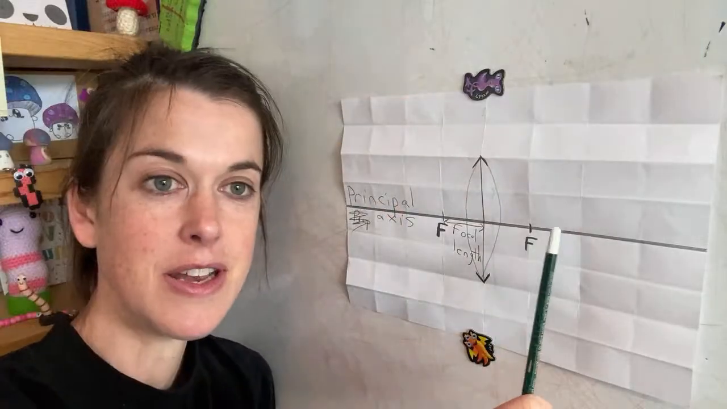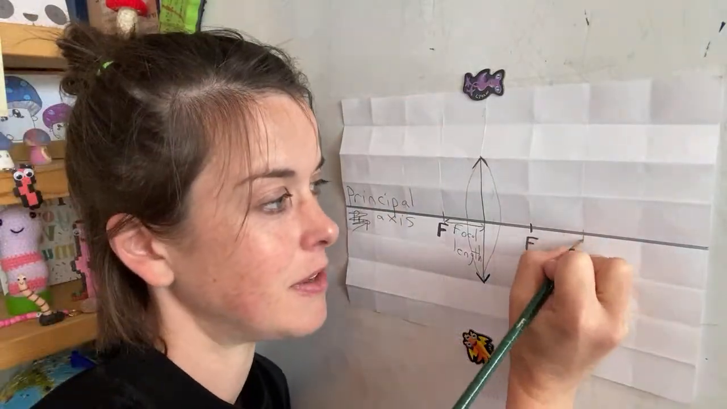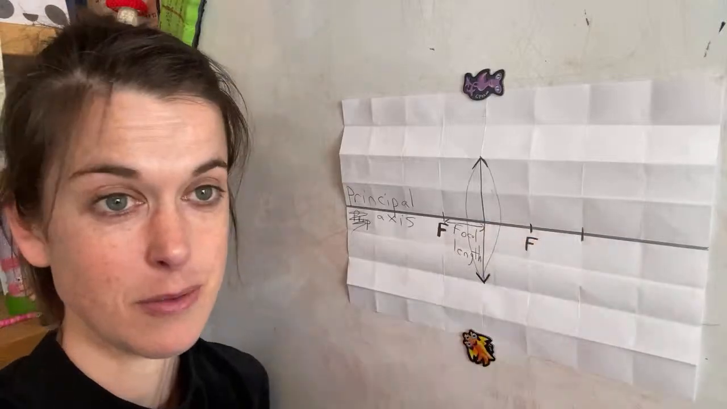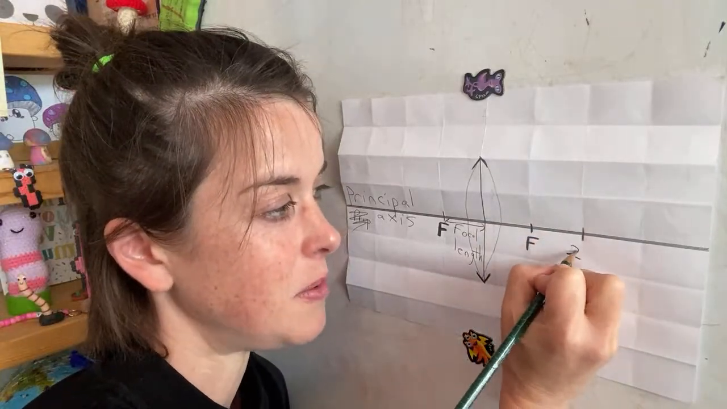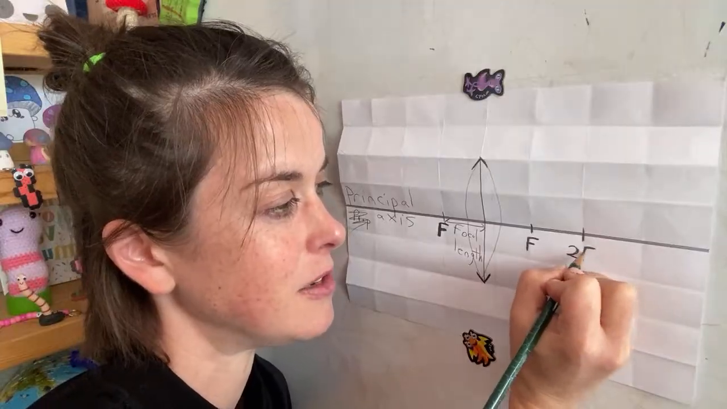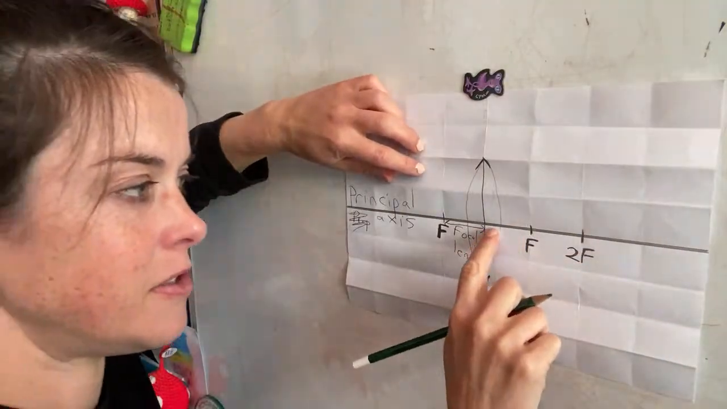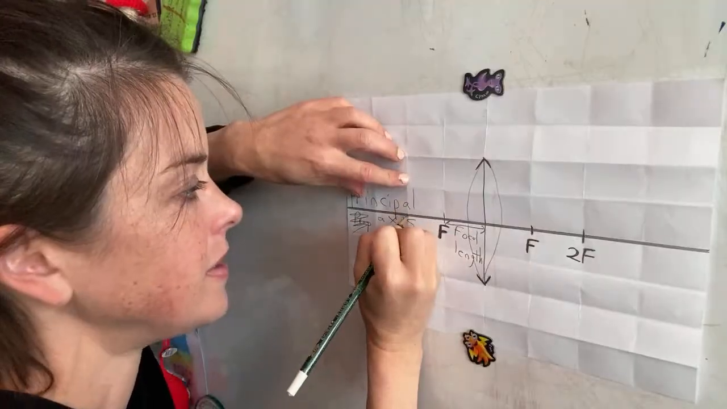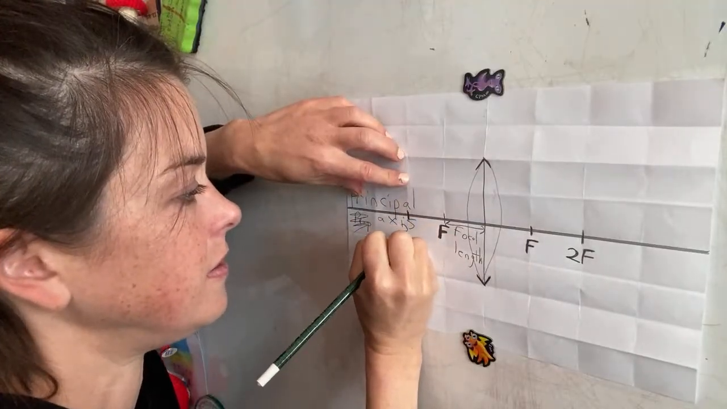But we need to draw another thing 2 squares away from the middle of the lens, and we'll just call that 2F. That's going to help us when we're talking about where the objects are. So 2 squares away from the centre of the lens is 2F on that side, and it's also 2F on this side.